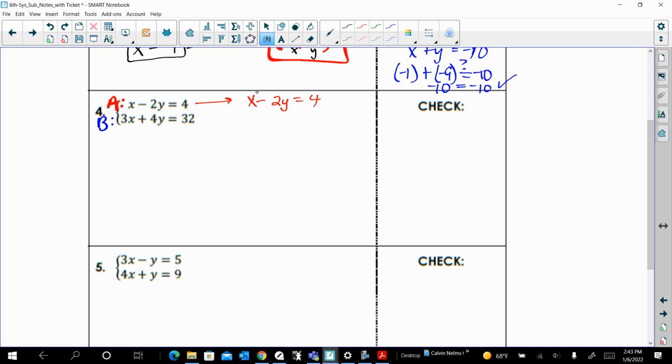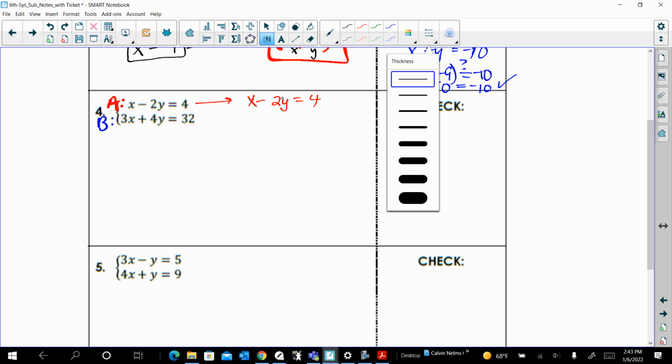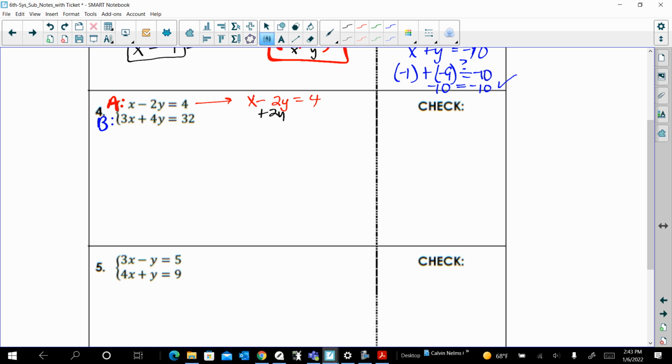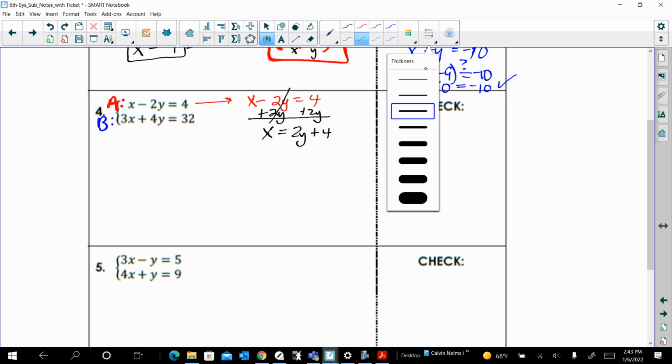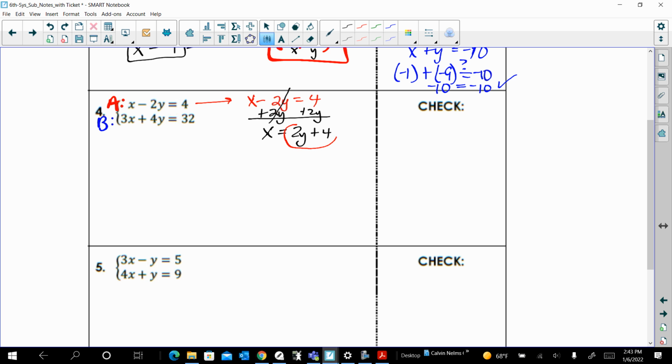To get the x by itself, you would need to cancel out the y by doing the opposite. If it's minus, now you have to say plus 2y on both sides. The 2y's would cancel, and we would get x equals 2y plus 4. So now the x is isolated. And this is what I'm going to plug in for that x in equation B.